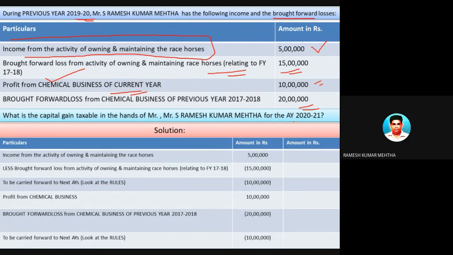So let's do the problem. What is the total income of Mr. Ramesh Kumar Mehta for the assessment year 2020-21? I forgot to mention the steps to be followed. First is intra-head set off of losses, next one is inter-head set off, and then finally we should go for carry forward of losses. Let's do the problem.